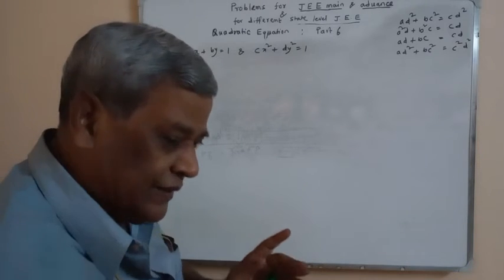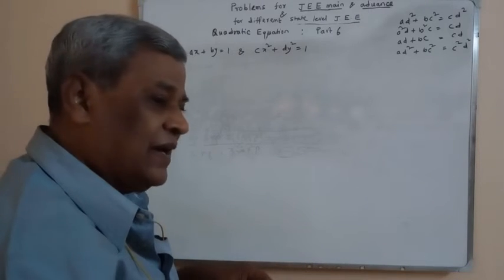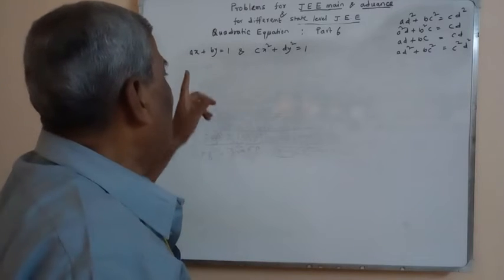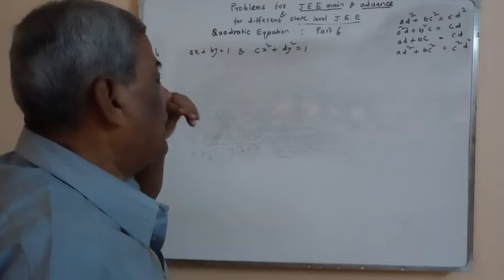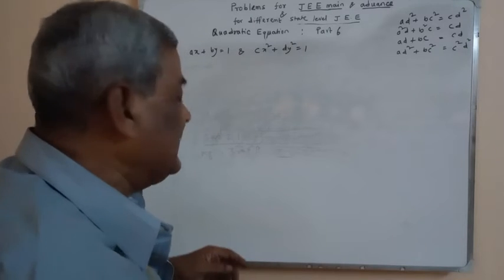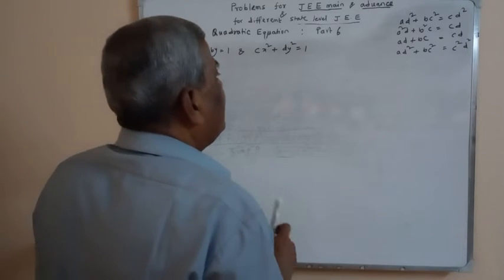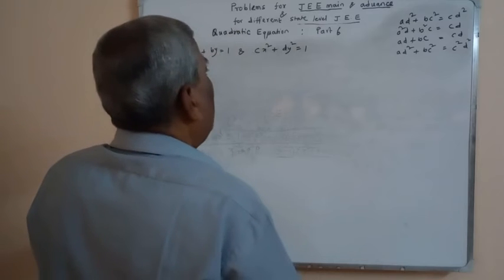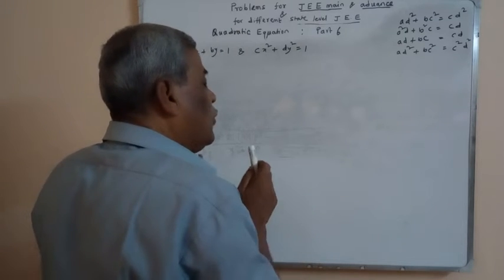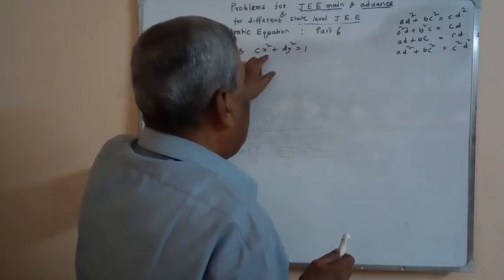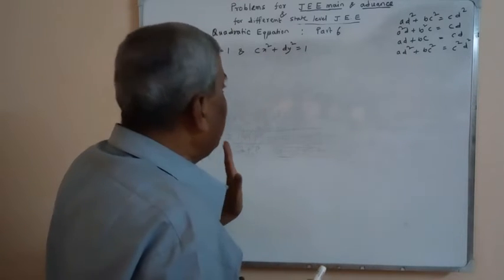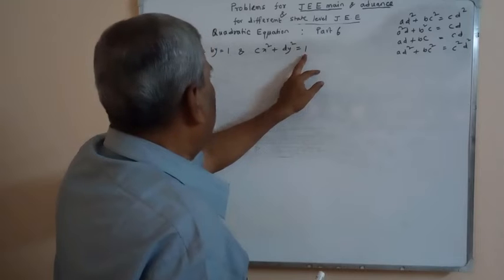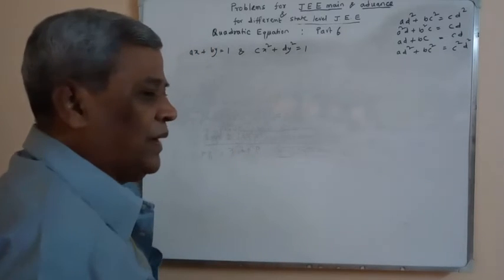Acha, before starting the problem, I like to tell one thing. I started this problem in my last video class, part 5. But in that part, I had wrongly copied the problem. I copied cx square plus dy square is equal to 0. In fact, it is 1. So now I start the problem.